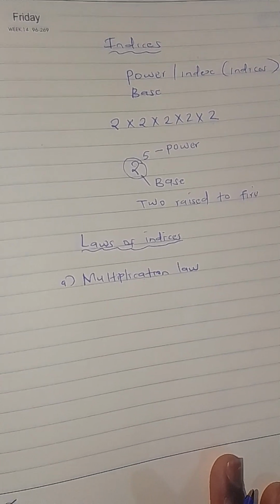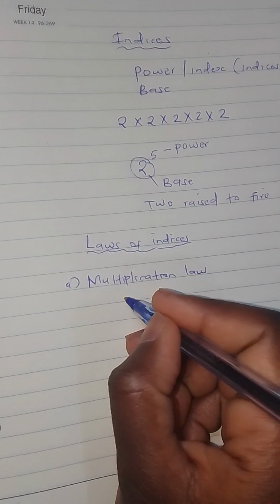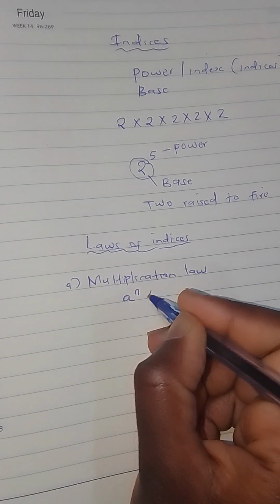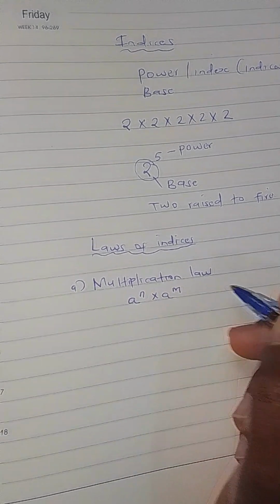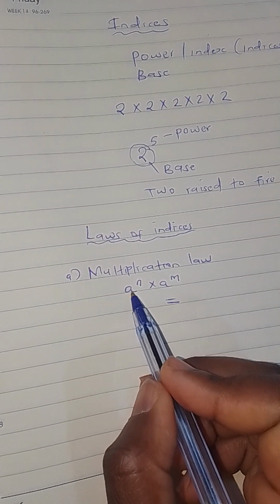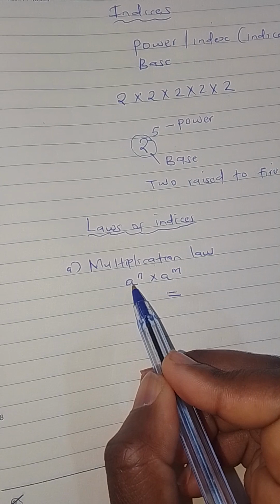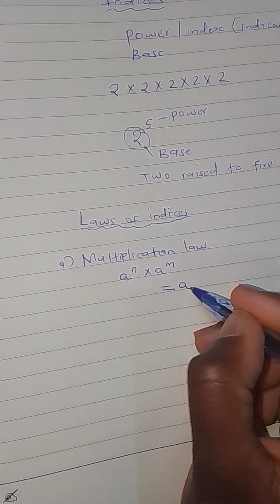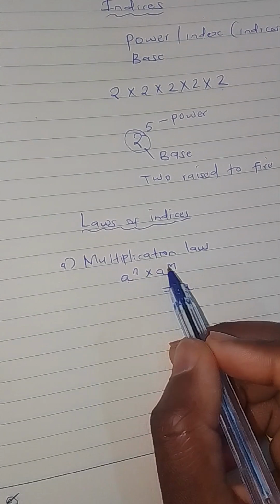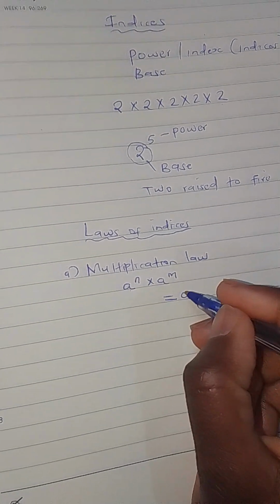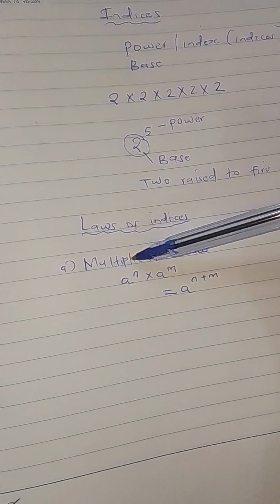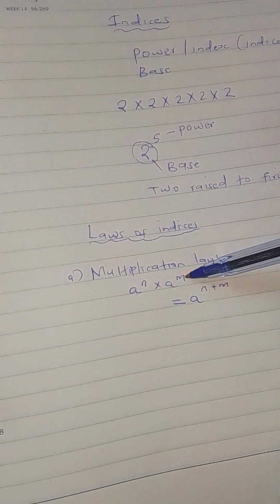So the multiplication law states that, let's say you've been given a raised to n times a raised to m. It's going to give us, so in this case we are going to only pick one base. So in this case we are going to pick a, and then what are we going to do to the powers? The powers are m and n, so we are going to add the powers, so n plus m. In short, in a multiplication law we are going to add the powers.